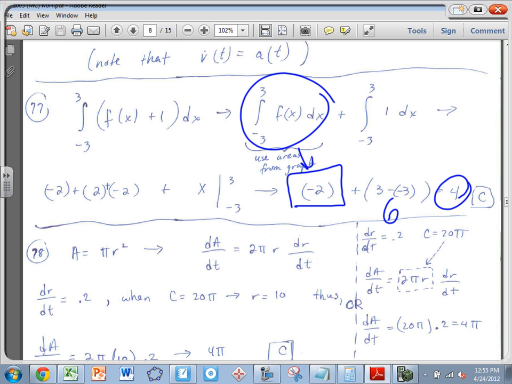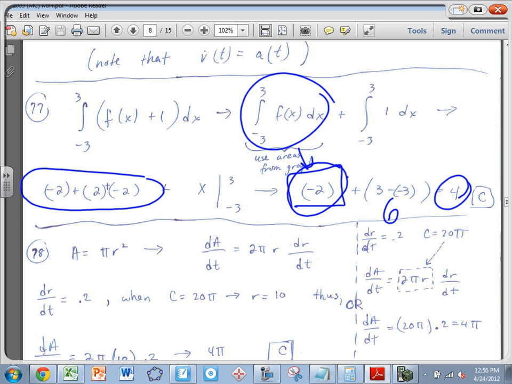Again, my graph in this problem is really telling me that this area is 2, this area is 2, this area is 2. So the integral from the beginning to the end is negative 2, positive 2, negative 2. That's this part right here. Negative 2 from the area from A, positive 2 from the area from B, negative 2 from the area from C. Summing those areas up, I end up getting negative 2. That is the integral of this function.